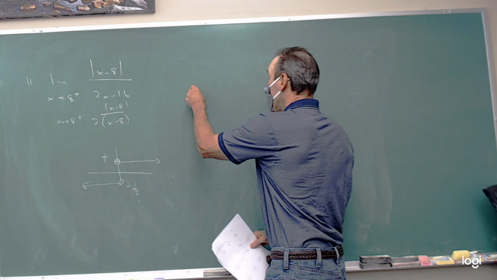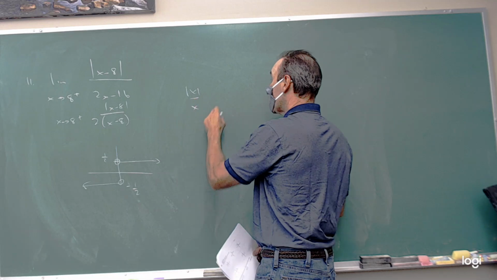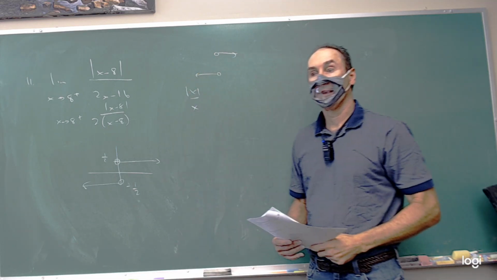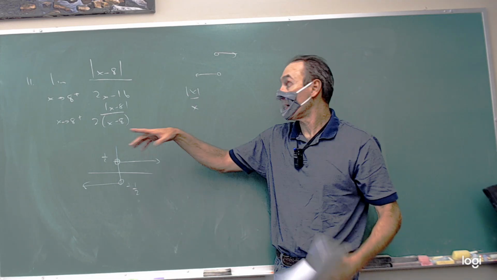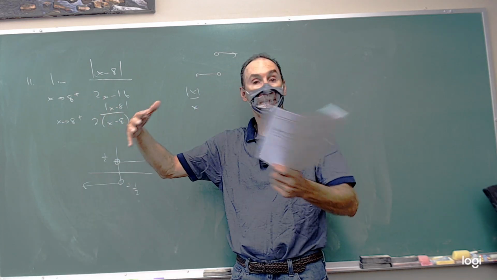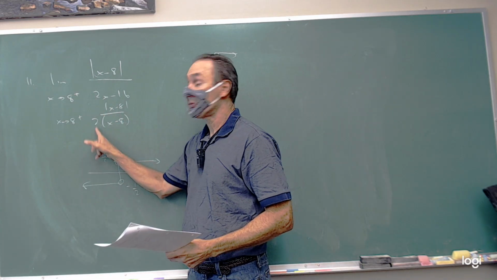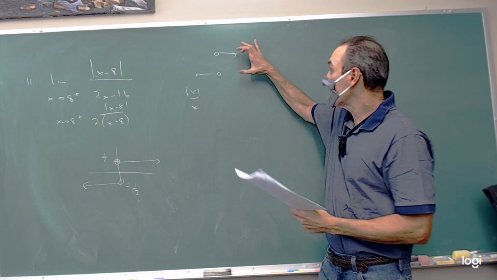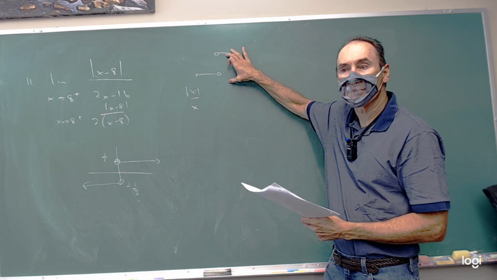So absolute value of x over x is a graph that does something like that. And then there are variations on it. You can translate it, you can stretch or shrink it by multiplying it by a different number, but it's still going to look like a variation of this.